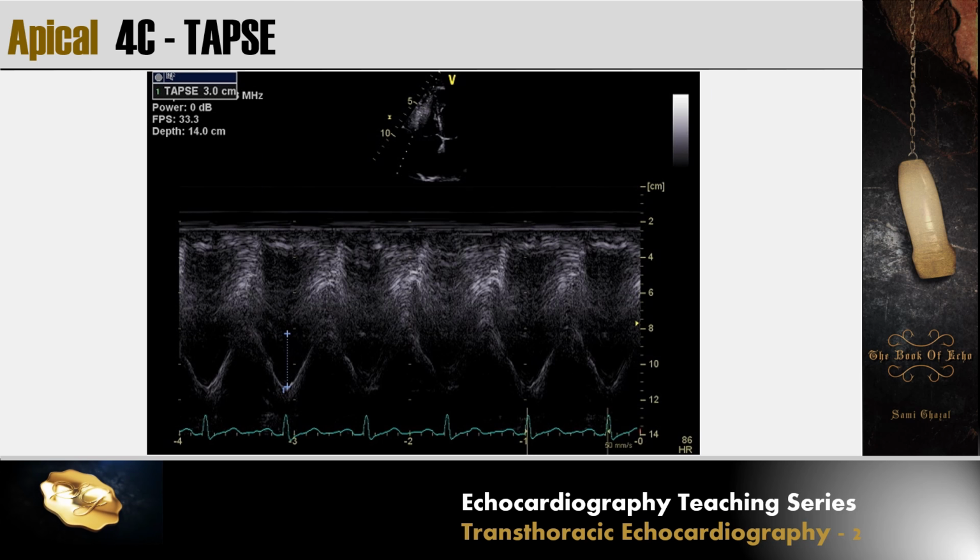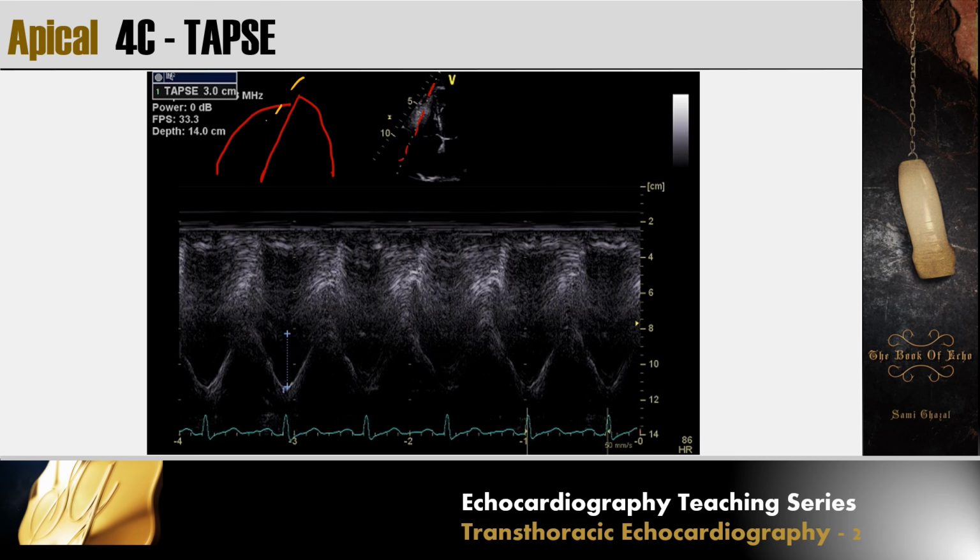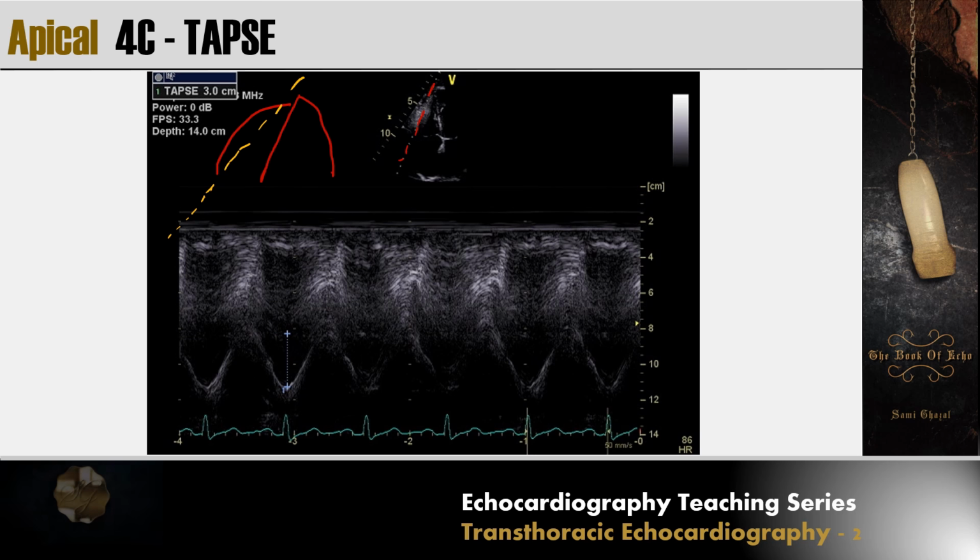Then we measure something called TAPSE of the RV. We align this M mode cursor here to pass through the lateral wall and lateral annulus of the RV. So if this is the RV here and this is the LV here, we make sure that the M mode will pass here. And this will be further explained in the coming videos.